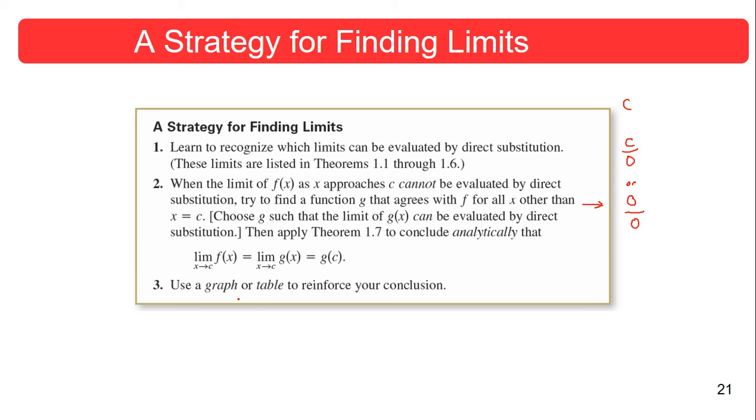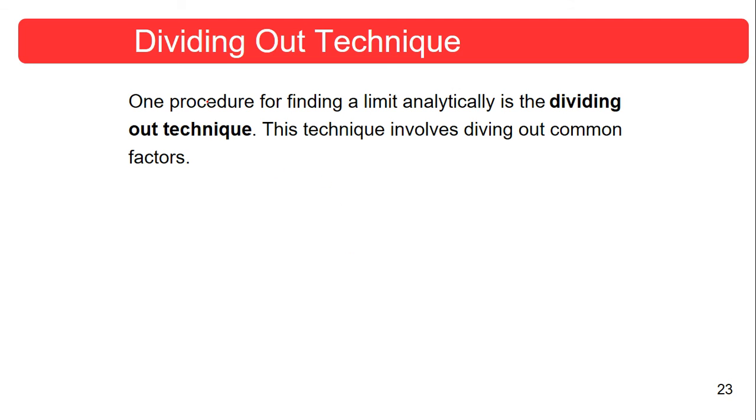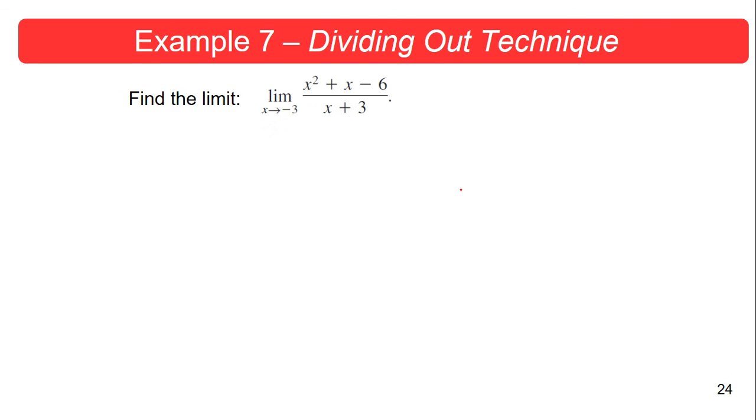Now, you telling me on your test, "Hey, I just graphed it and looked at it," is not going to be okay if you're supposed to evaluate it analytically, which is what this whole unit, this subsection, is about, right? But if all heck breaks loose and you don't know what else to do, you can at least get some credit by using a graph or a table. That still works. To reinforce the dividing out technique, one procedure for analytic evaluation is dividing it out.